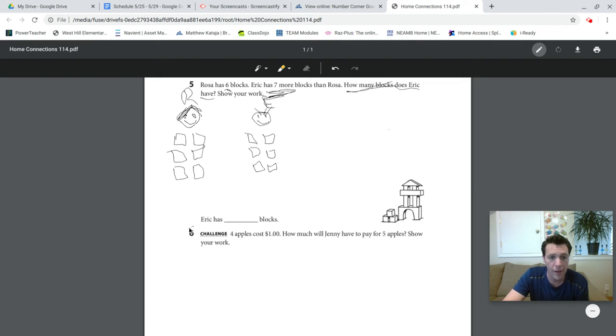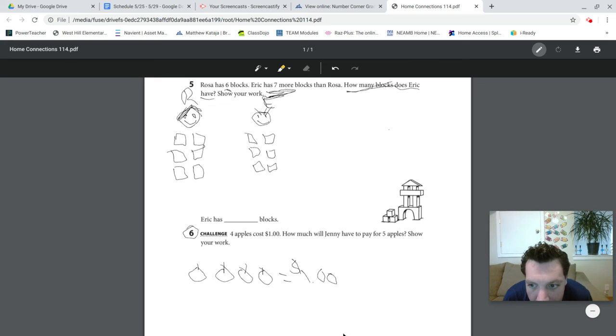The 6th problem here is a challenge problem. We can do it, though. 4 apples costs $1. So if I have my apples, 1, again, I'm going to draw it out, 2, 3, 4. And how much do they cost? 1 bone, $1 bill.